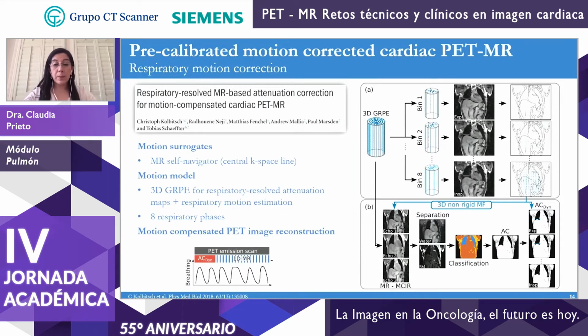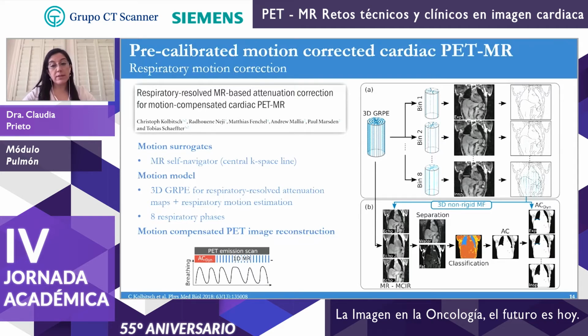An example of a pre-calibrated approach was proposed by Christoph Kolbitsch and Tobias Schaeffter from the PET-EW in Berlin. This method estimates respiratory motion fields and consistent respiratory-resolved attenuation correction maps from the same data. This is achieved by using a 3-point Dixon acquisition with a self-gated radial phase encoding trajectory.